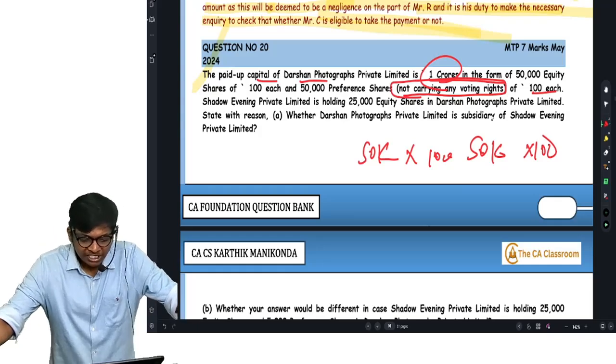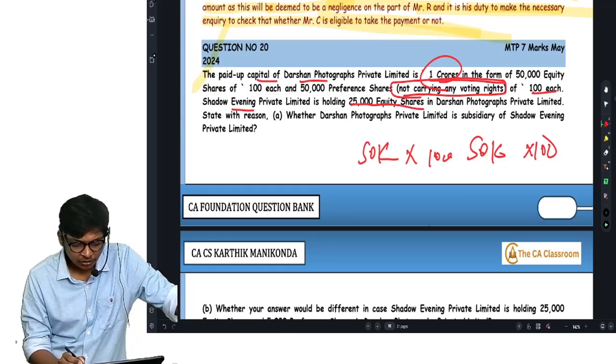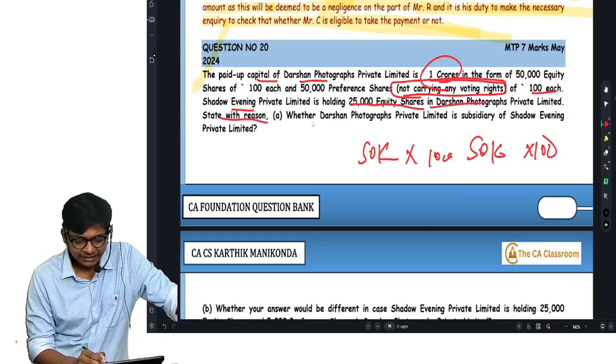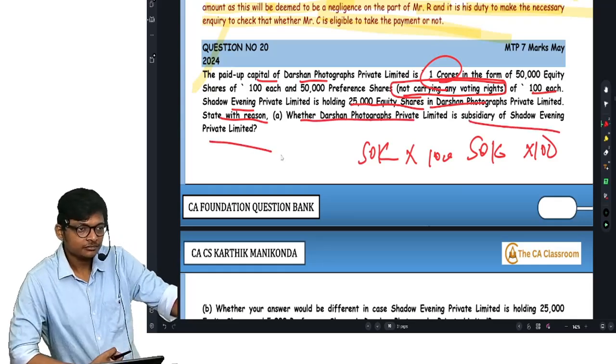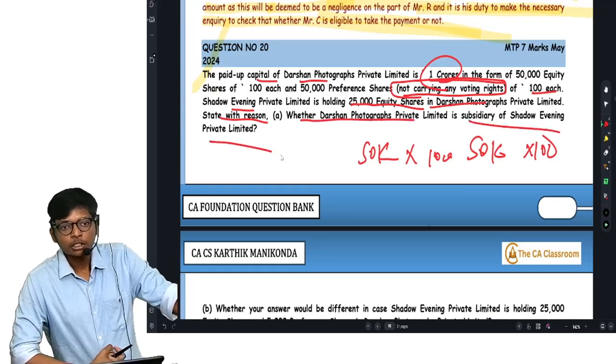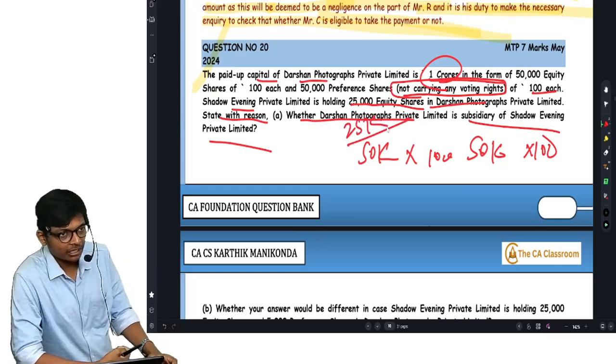Okay. Shadow Evening Private Limited is holding 25,000 shares of Darshan. State with reasons whether Darshan is a subsidiary of Shadow. Simple. You have how many shares? 25,000 out of 50,000. Am I a holding?